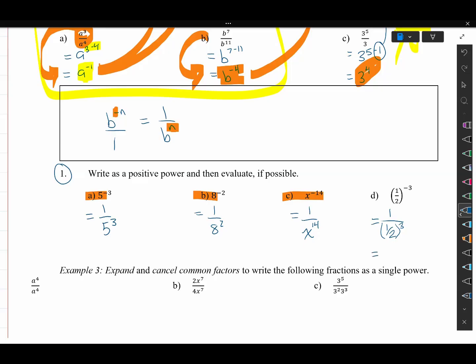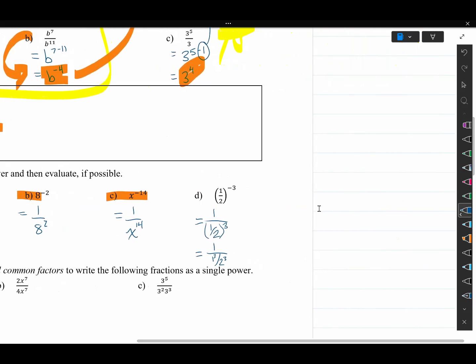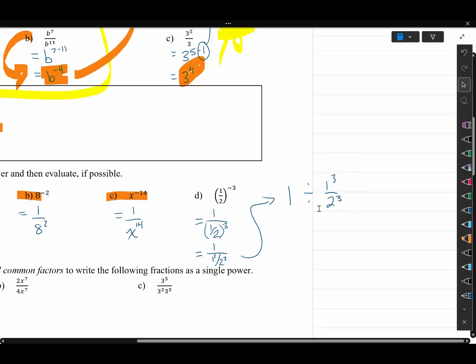So we know from our past experience with fractions, that's just like 1 over 1 to the exponent 3 over 2 to the exponent 3. And what's really happening right here, I wish I had a little bit more space. Let's move over. What's really happening right here is this is 1 divided by 1 to the exponent 3 over 2 to the exponent 3. Well, when I'm dividing by a fraction, what I can do is I can change this first 1 into a fraction.